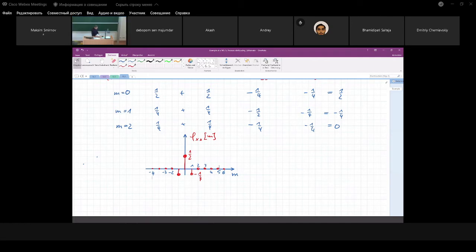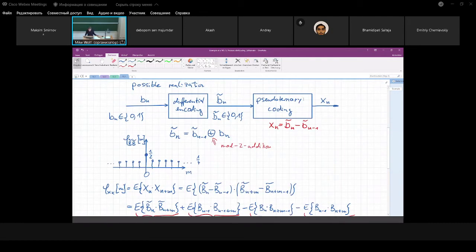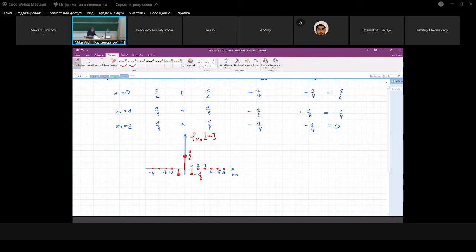The next question is: what happens with white and stationary processes if you introduce filtering? Now I show you, of course, you may have seen this, this mathematical expression written here as a digital filter. This is nothing else than the purpose of a digital filter: we add the actual input and subtract the previous input. We can realize AMI coding, pseudo ternary coding, by means of a digital filter.